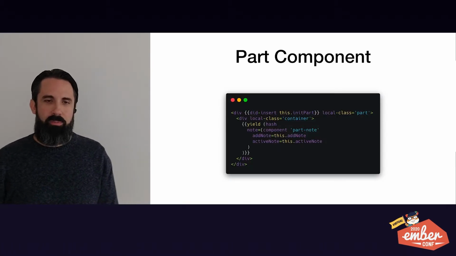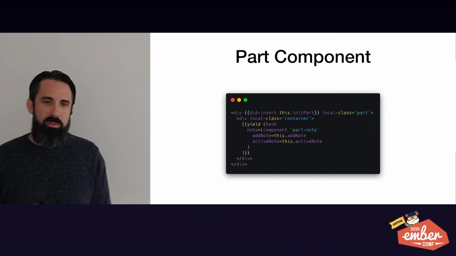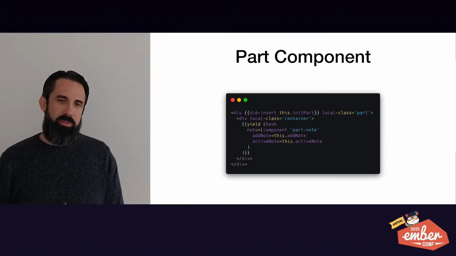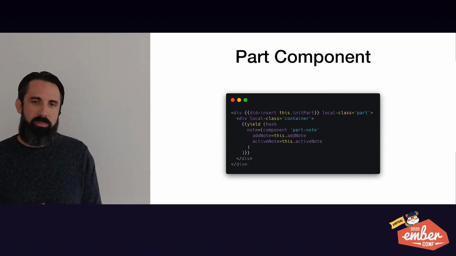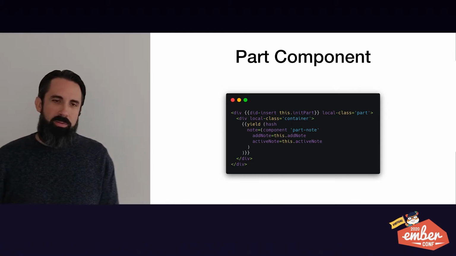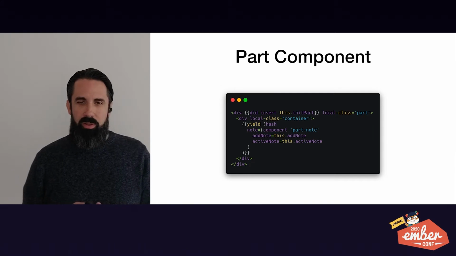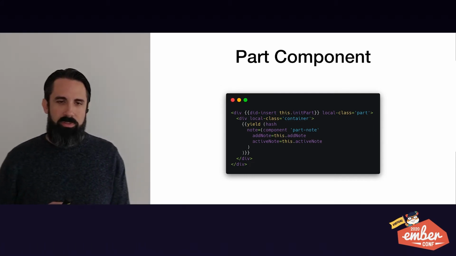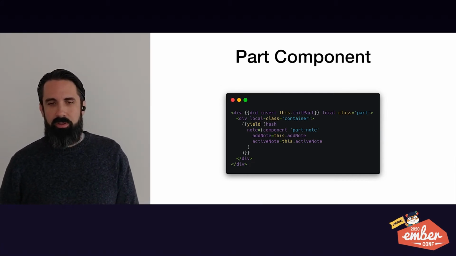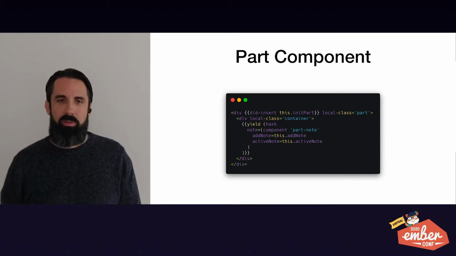The template for the part component looks like this. We have the did-insert element modifier, which we call init part. And it yields a contextual component called note. As I said earlier, I map notes to contextual components. And it passes something called add note and something called active note to that component.